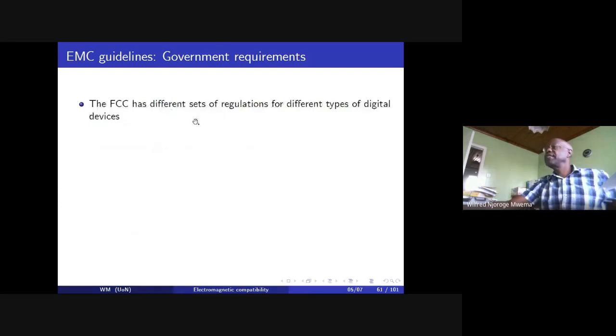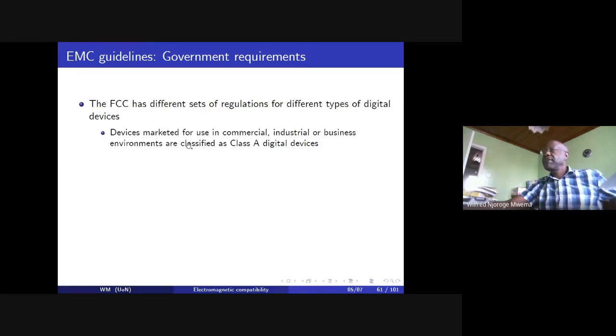So the FCC has different sets of regulations for different types of digital devices. One, there are devices that are marketed for use in commercial, industrial, or business environments, and these are classified as Class A digital devices. This class can have less stringent regulations or limits, because it's understood the people that will be operating those systems will most likely be competent people, that is professionals, and they will also have the means of mitigating any interference issues that might arise with these systems.